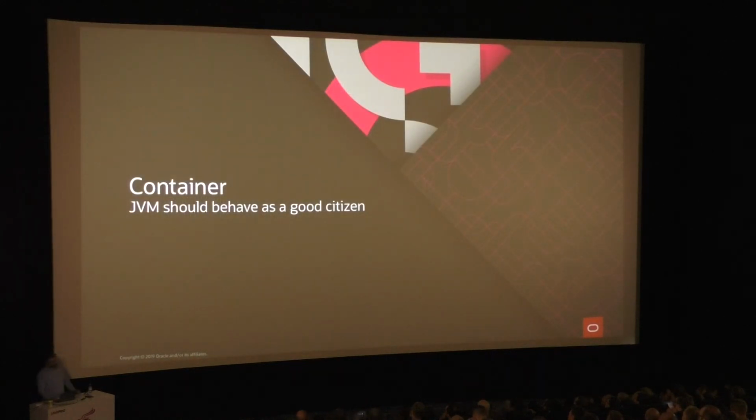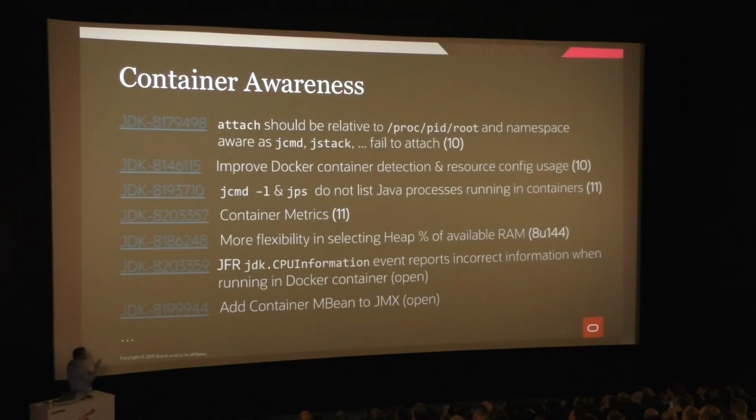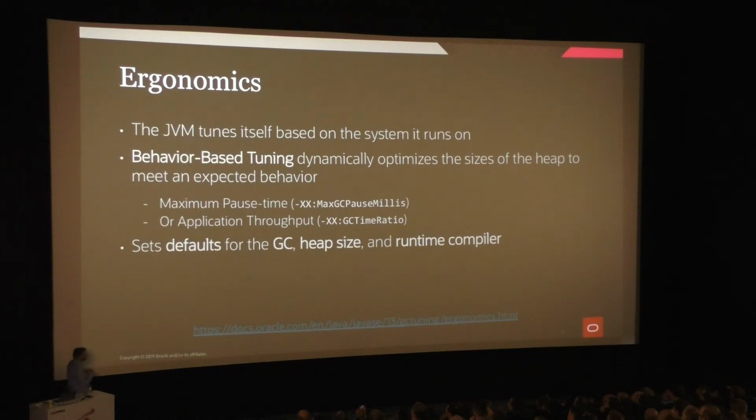Last, containers. The JVM should run and behave as a good citizen when it runs within containers. I'm not going to spend time on this, but the takeaway here is that with each release, we are making sure to improve how Java and the Java virtual machine run in containers. One reason for that is what we call the ergonomics of the platform. The ergonomics of the platform was started a long time ago, and it gives the Java virtual machine the ability to auto-tune itself. The virtual machine will look at how many CPUs and how much memory it has, and it will try to provide a default behavior that makes sense and provides decent performance.